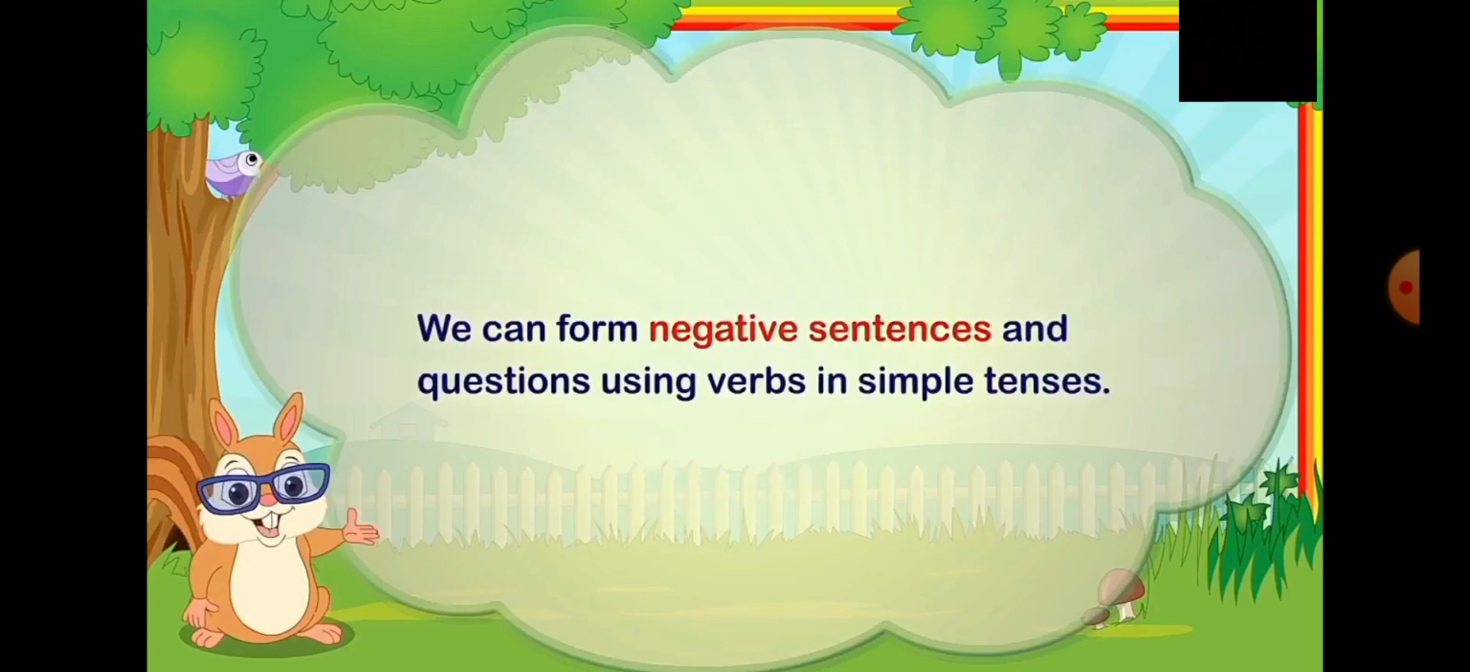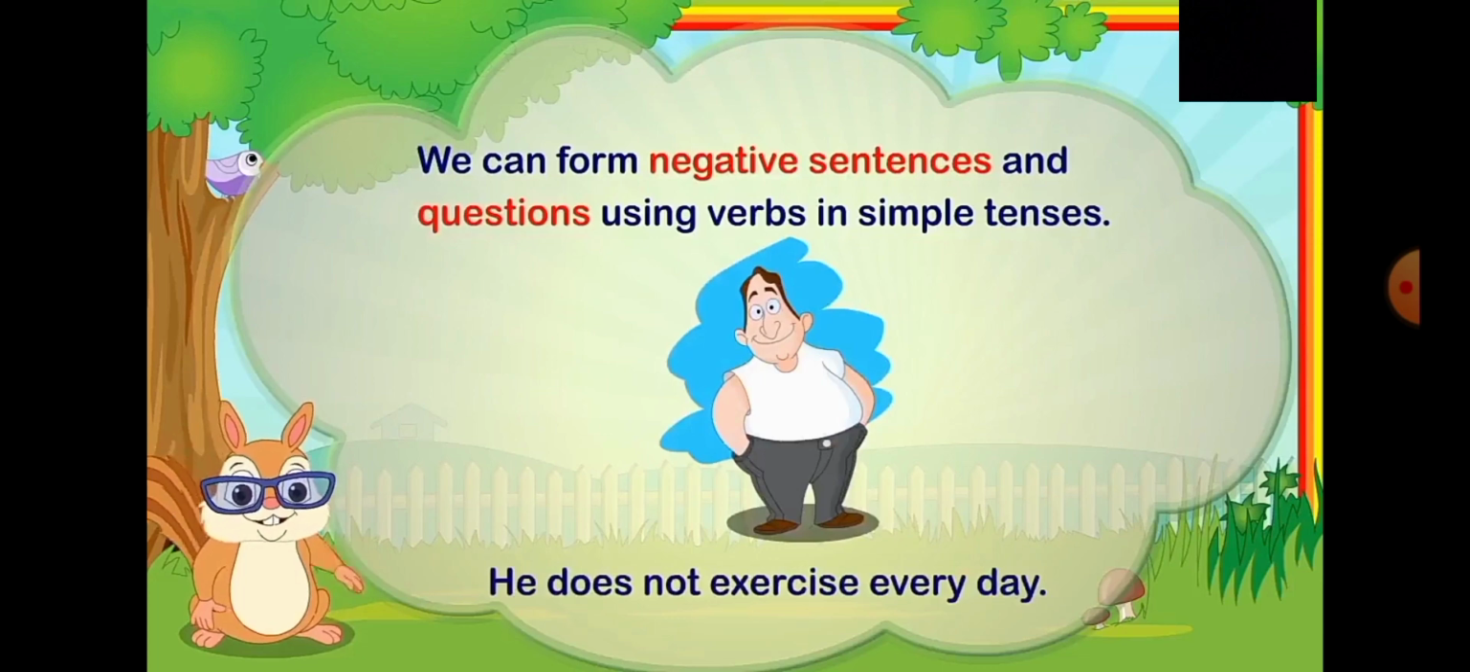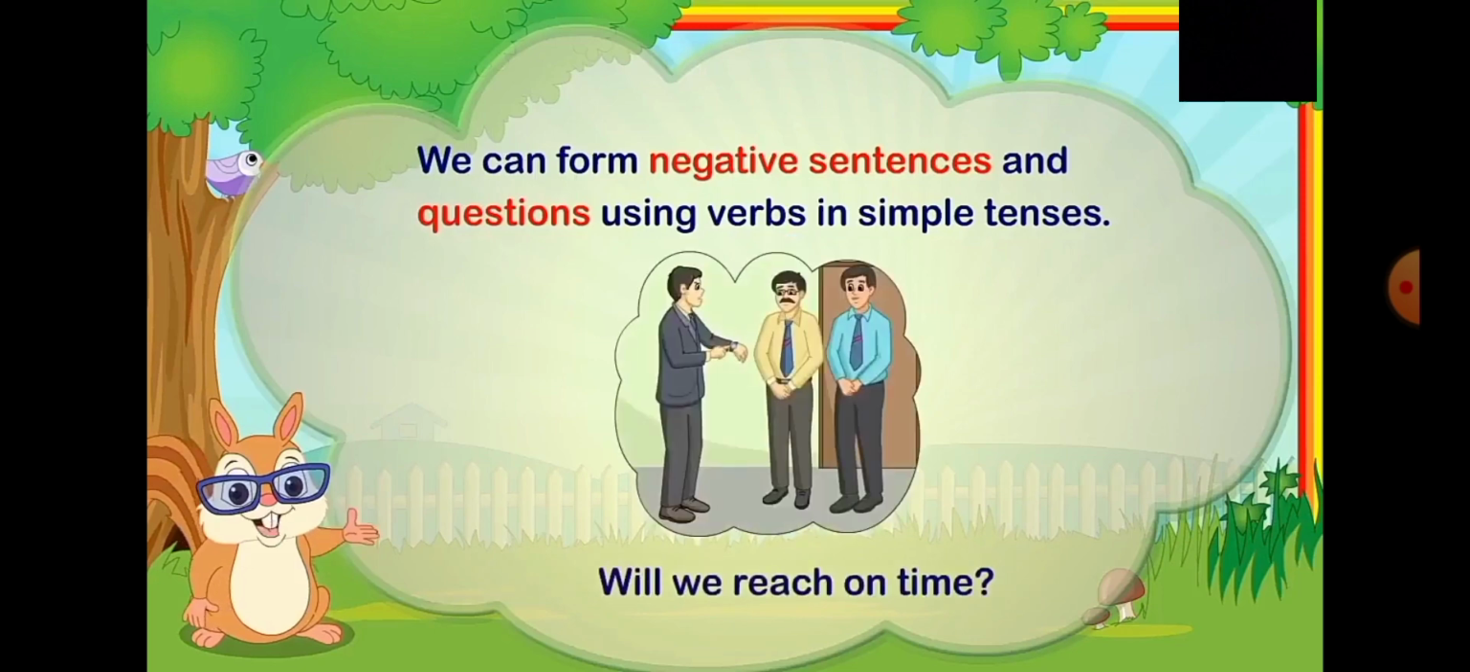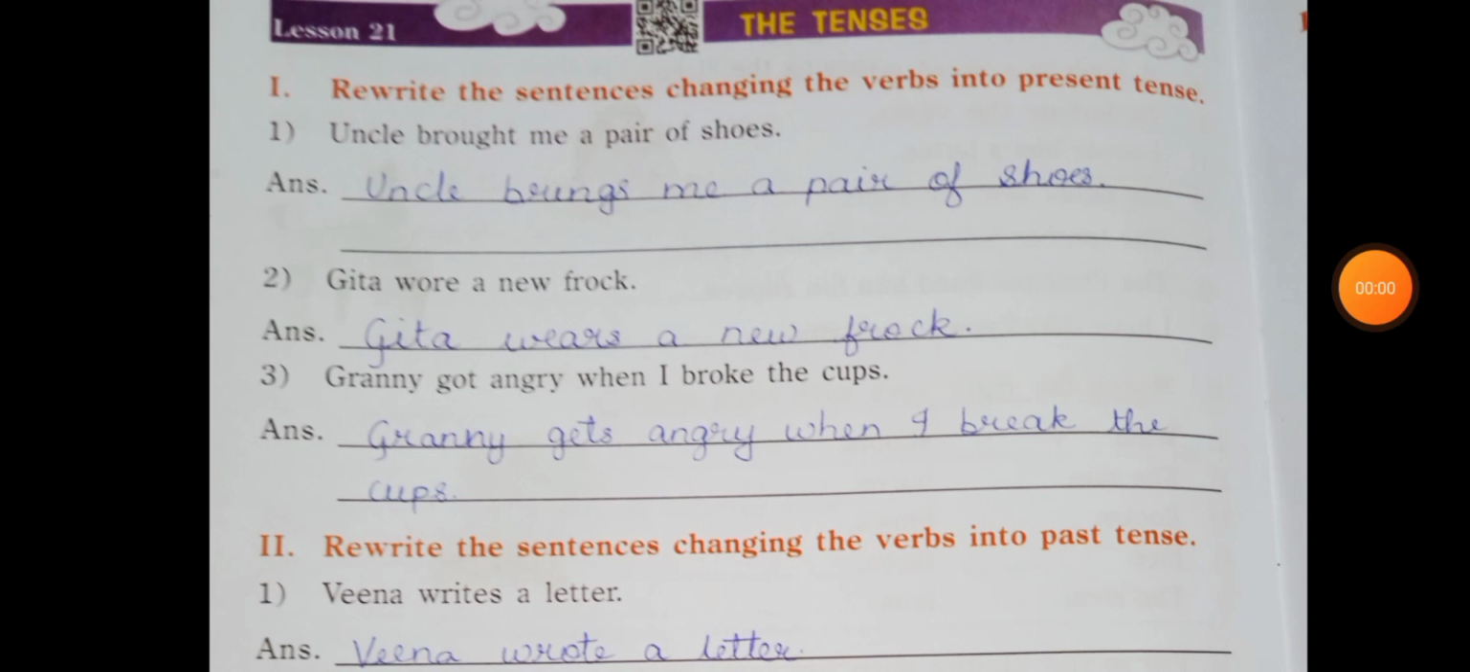We can form negative sentences and questions using verbs in simple tenses. For example, he does not exercise every day. This is in simple present tense. Will we reach on time? Children, now we will solve the exercise.